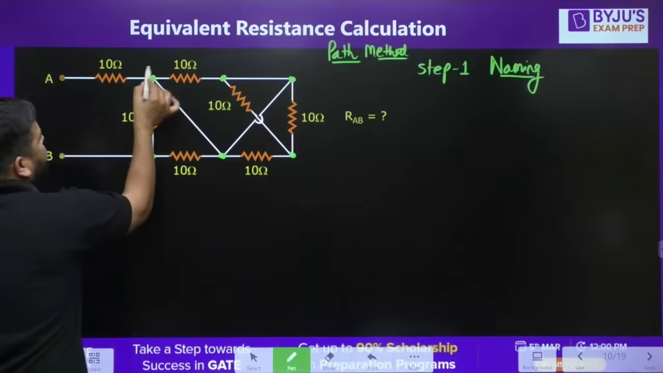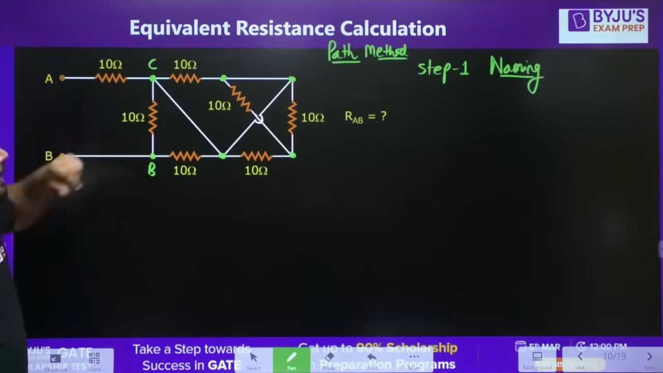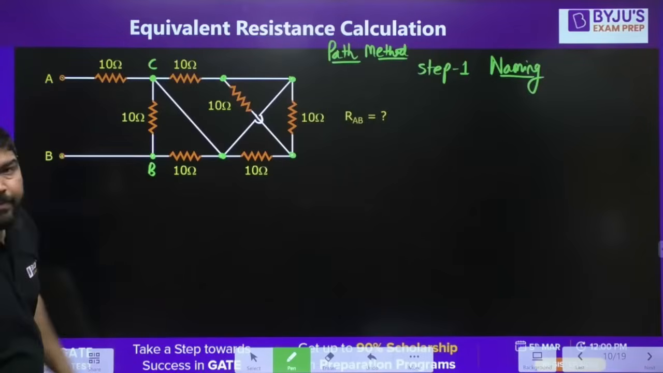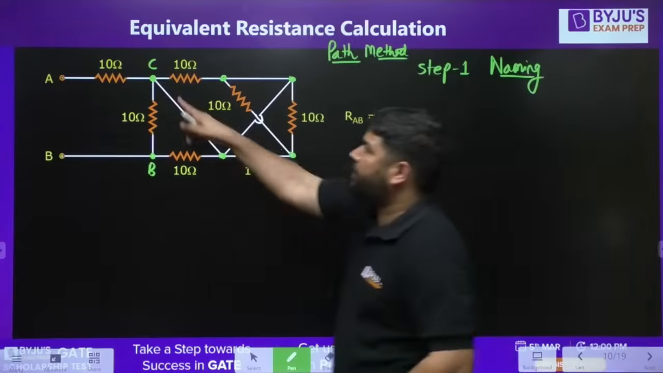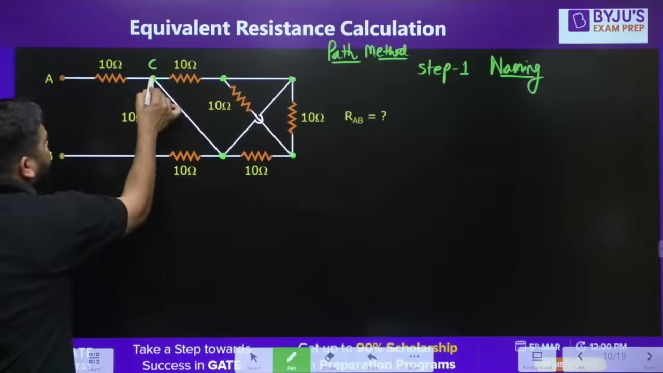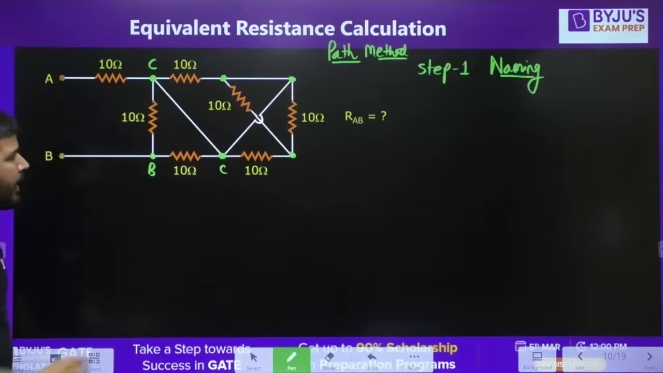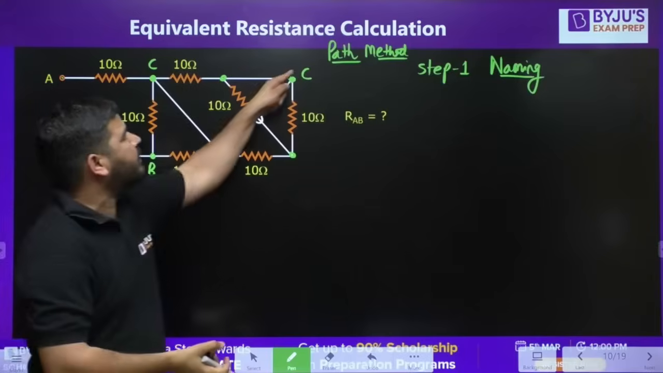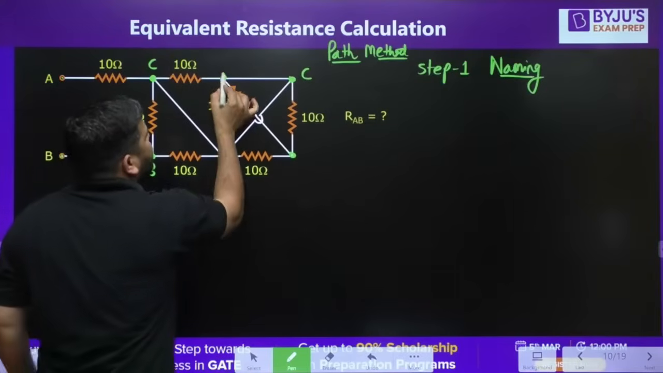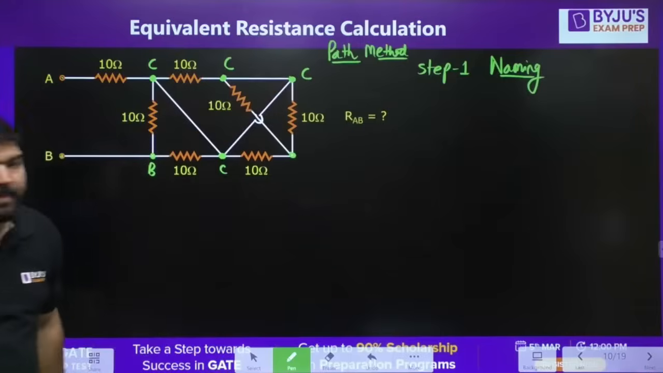Now let's call this point C. Why am I calling it C? Because there is a resistance in between. If this is A, this cannot be A because there is a resistance in between. So let's name it C. If this point is C, this point will also be C because it is directly connected.